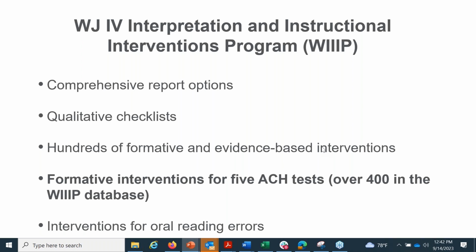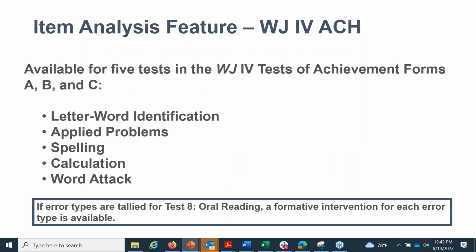On that oral reading test, if you keep track of the types of errors that the student makes while they're engaging in that task, you can put that information into Riverside Score. If you have the WIP program, it will pop up interventions that are needed for that particular student based off of the types of errors that the student is making. So when we're doing our item analysis and we don't want to do it by hand because it's time consuming, the system will do it for us.